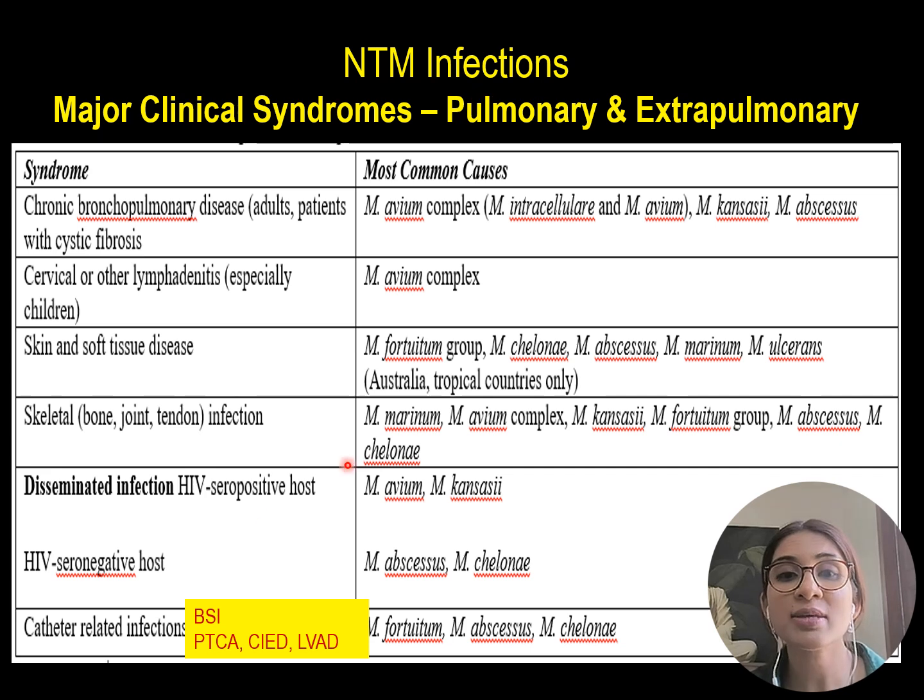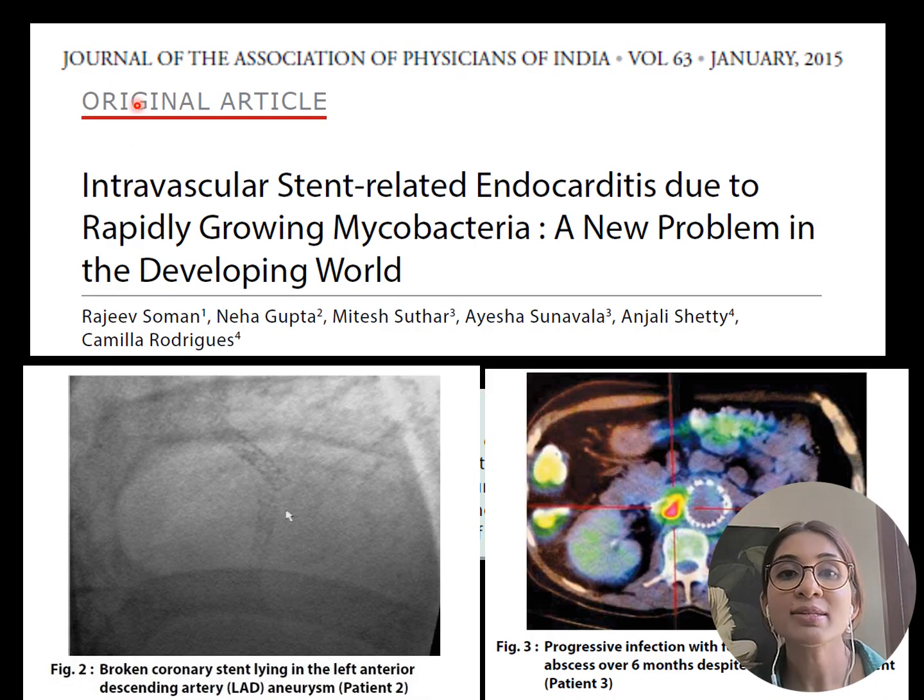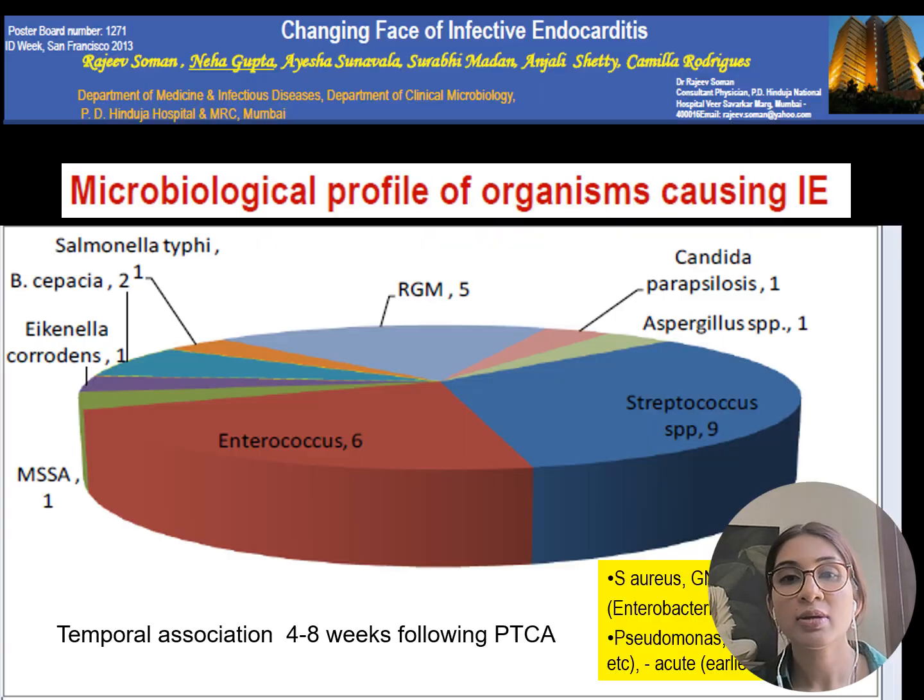But NTM infections can also present as bloodstream infections following cardiac device related procedures. And these are usually caused by the rapidly growing mycobacteria, predominantly Abscessus, fortuitum, chelonae. And this is our experience with the intravascular stent-related endocarditis due to rapidly growing mycobacteria, which was published almost a decade back as a new problem in the developing world in JAPI in 2015.